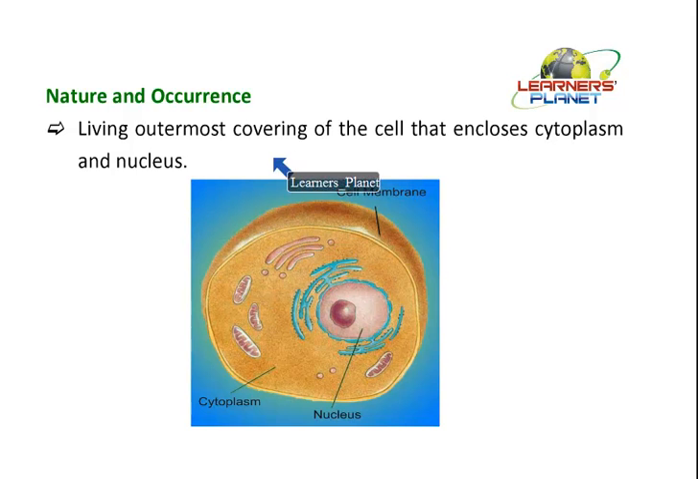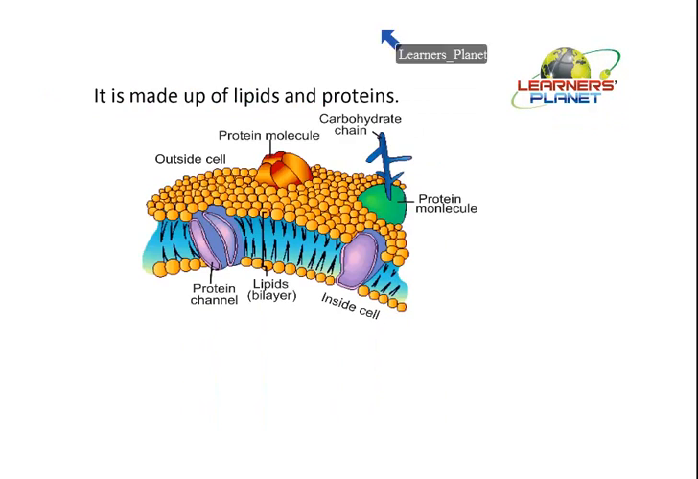So the cell membrane serves as the covering of the cell if it is the outermost boundary, or it serves as the boundary line for the organelles also. If it is the plasma membrane, it is enclosing the cytoplasm and the nucleus. But if it is the organellar membrane, then it is keeping the cytoplasm and the content of the organelle separated from each other. Further, they are made up of lipids and proteins. You can see this in the form of this diagram. There are protein molecules as well as lipid molecules.